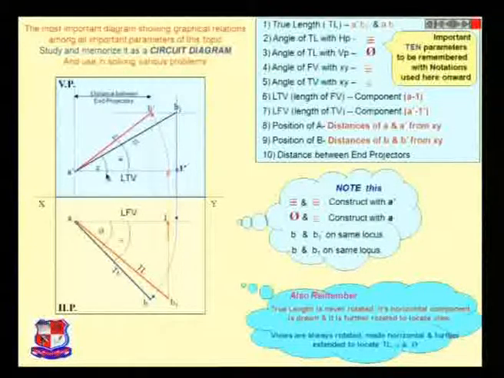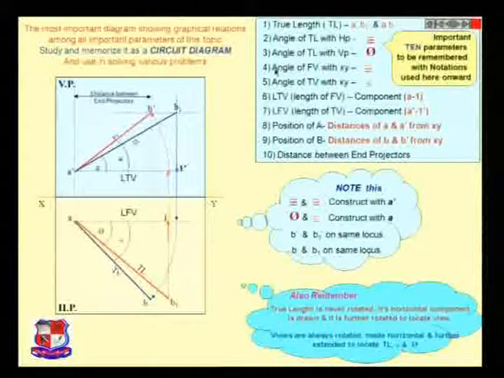Now the angle with the true length, the angle with the HP, as you can see over here, this angle with HP is always shown in the top vertical plane. As you can see over here, this angle is denoted as alpha, the angle with the horizontal plane. The angle with the vertical plane, this angle phi, is shown like this.